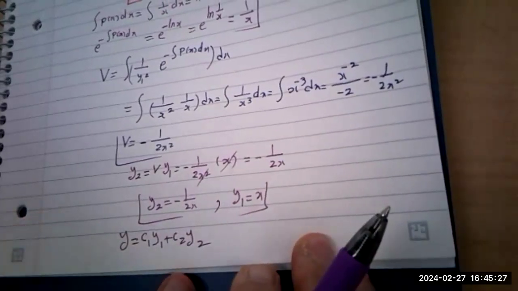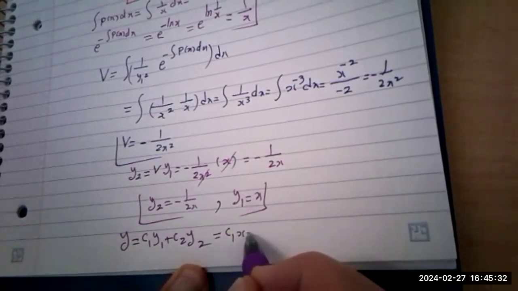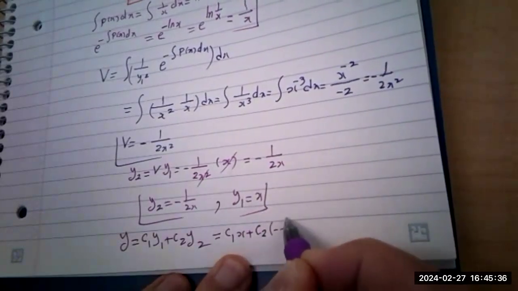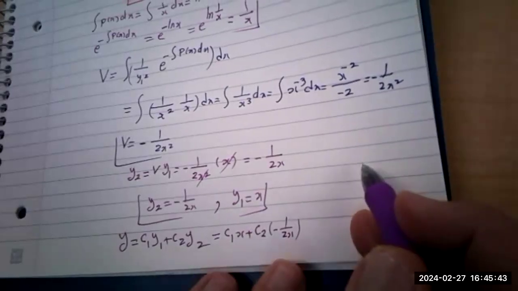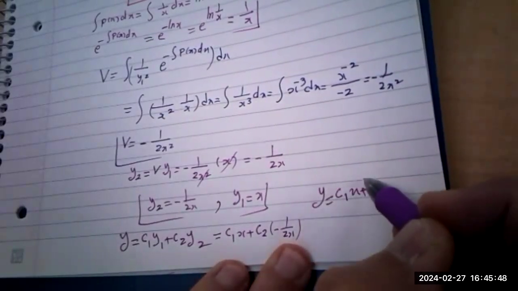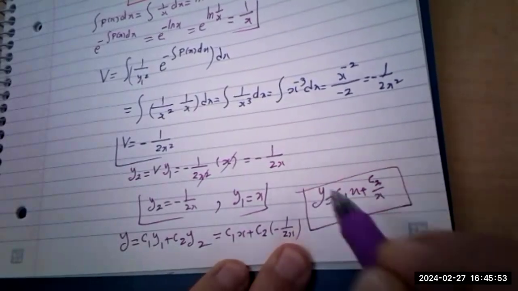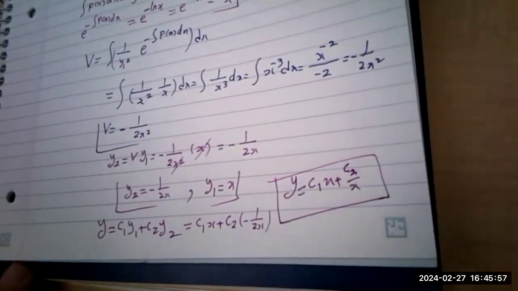Then you just substitute. Okay, so it's going to be c1x plus c2 times negative 1 over 2x. You can consider negative 1/2 as a constant. So you can declare that your solution is c1x plus c2 over x. So this would be the option. Very good. Any question? And you don't have to check that around.